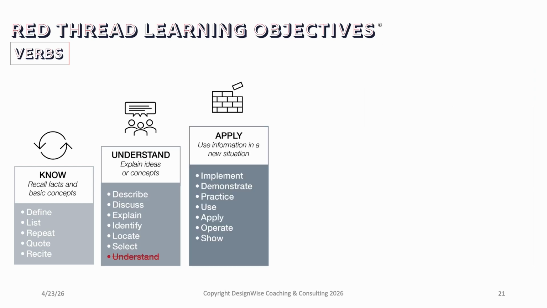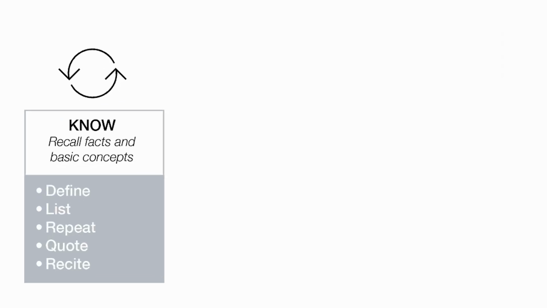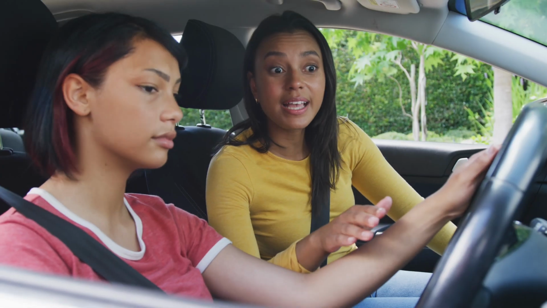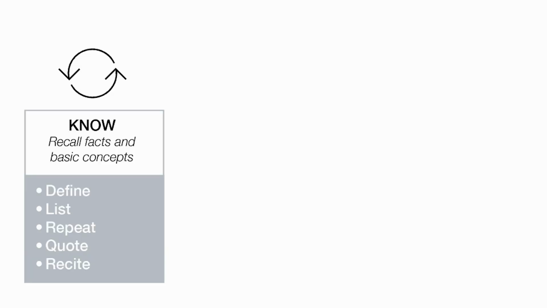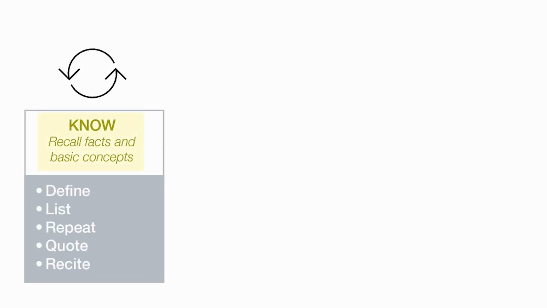Learning happens on a predictable path that can make learning design more straightforward. First, they need to learn the material. For example, let's say someone is learning to drive. This step, a person could repeat what I said about the gas pedal and the brake pedal, but they wouldn't necessarily really get it yet. So now we recall facts and basic concepts. Define, list, repeat, quote, recite.